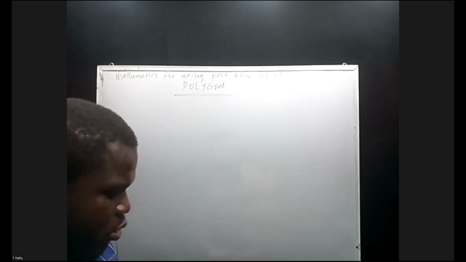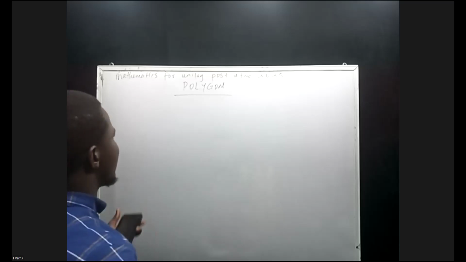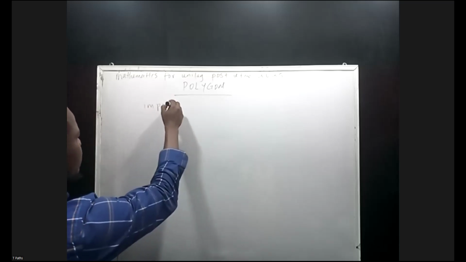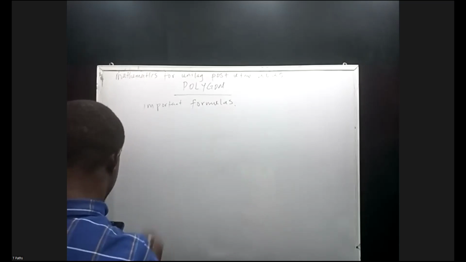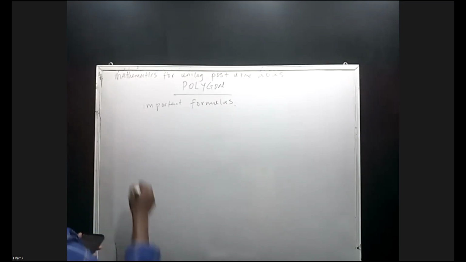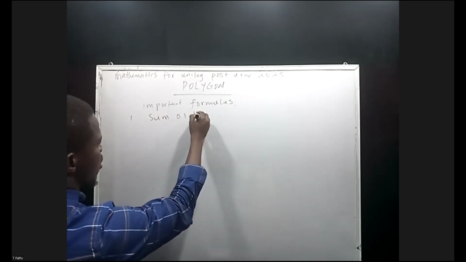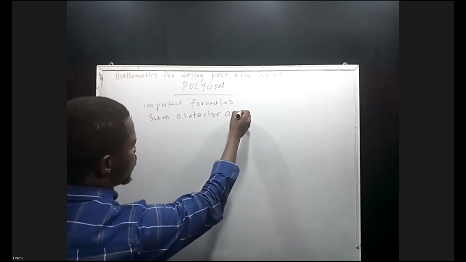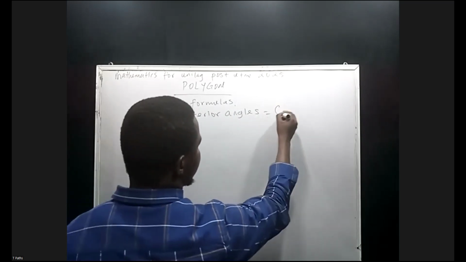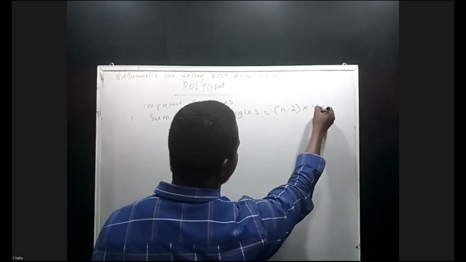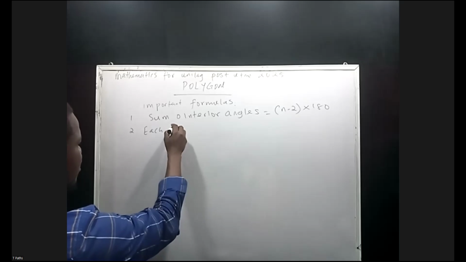Now, we go to what we are here for: important formulas. One, the sum of interior angles. The sum of interior angles is (n minus 2) times 180. Two, each interior angle for a regular polygon.